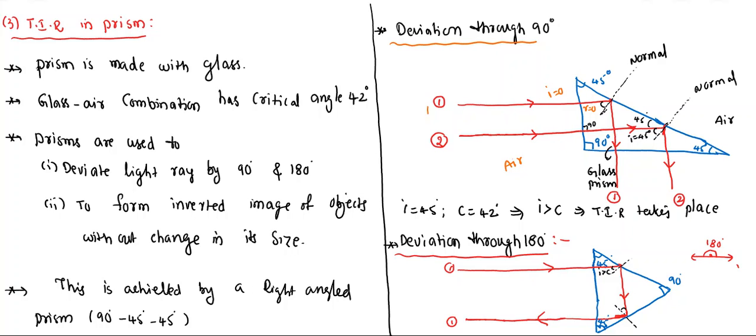We will take another light ray, right? And when you take another light ray like this, it undergoes total internal reflection here. After the total internal reflection, it will come back like this. This is the second light ray, right? What is happening in the first one, if you see this diagram?